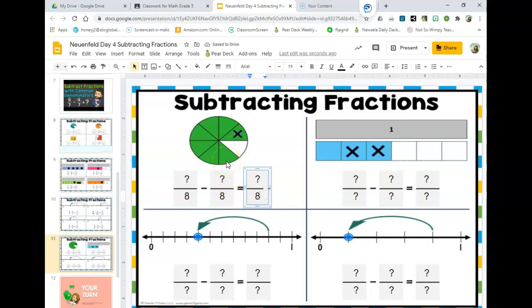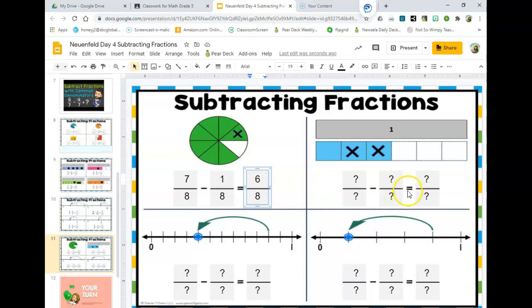Now, let's count how many are shaded green. All of them. 1, 2, 3, 4, 5, 6, 7. So we start off with 7. How many are we taking away? Well, the X says we're only taking away 1. 7 minus 1 equals 6. You could also simplify this by dividing by 2. If you divide by 2, that gives you an answer of 3/4.